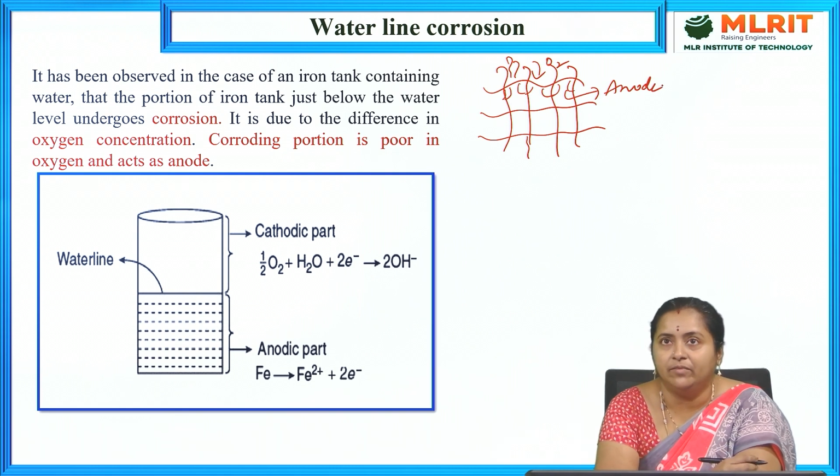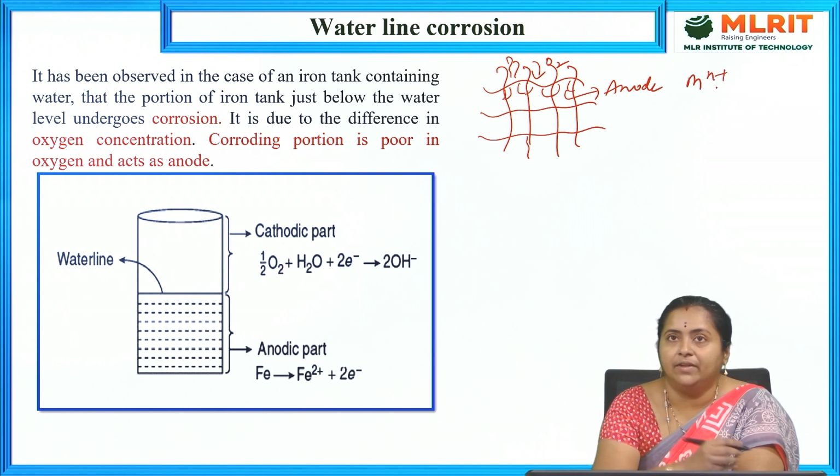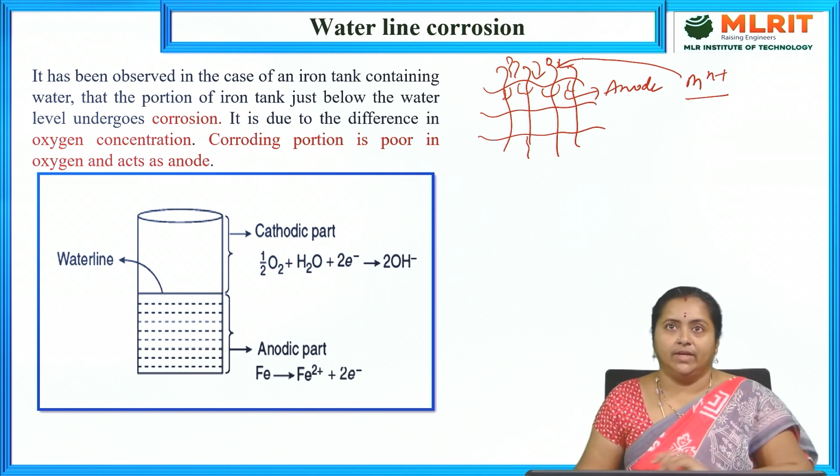That means by undergoing oxidation, the metal is able to convert into the corresponding metal ions, that is M n plus, by losing n number of electrons. These metal ions along with the electrons will travel to the cathode region, so that the corrosion reaction will proceed.